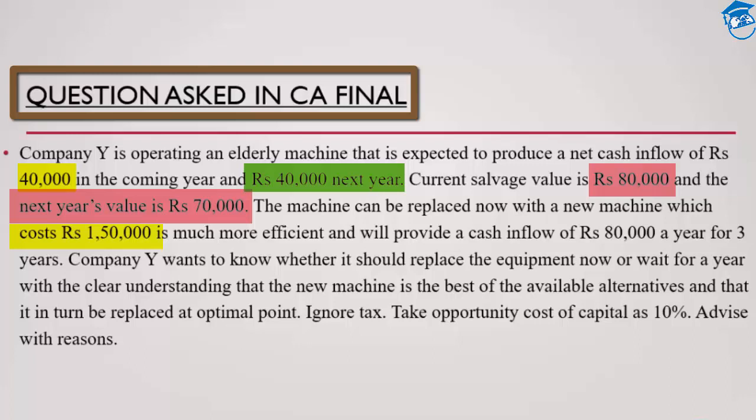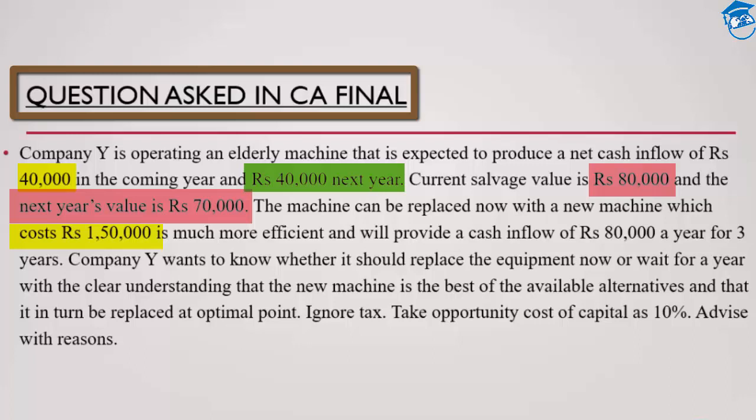If I don't replace the machine now but replace it next year, I'll definitely go with that opportunity cost of capital. Why? Because I didn't resort to the replacement of the machine in the current year, so I'll be losing some amount of cash inflow. That 80,000 minus 40,000, that 40,000, I'll actually be losing out on. So to account for that opportunity cost, the 10% has been provided to us. I hope you got the complete understanding and framing of the question.